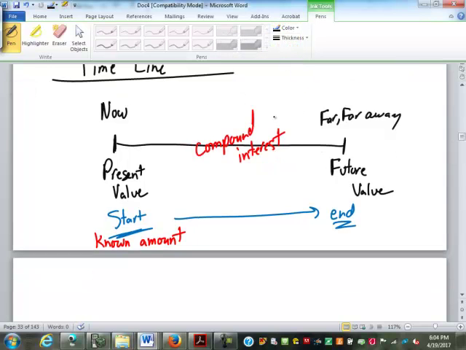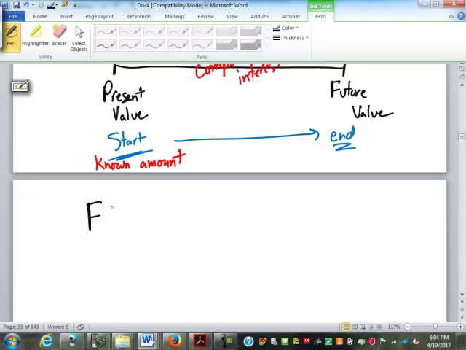So our formula: the future value is equal to the present value times, parentheses, 1 plus our rate divided by the number of periods in a year, to the power of the number of periods in the year times the number of years.